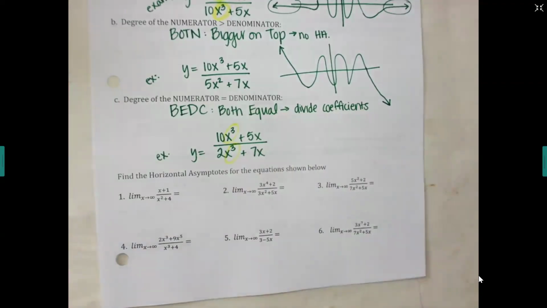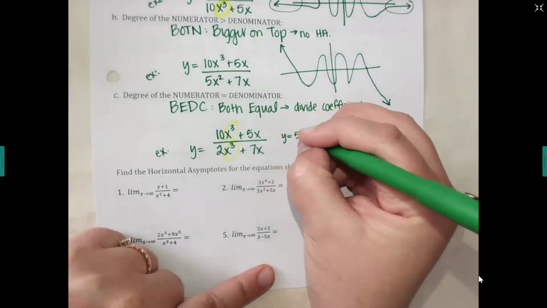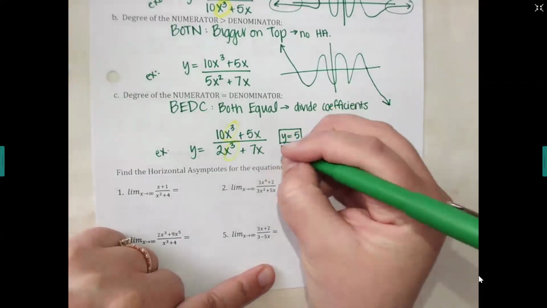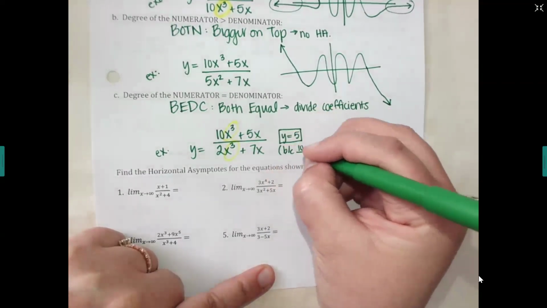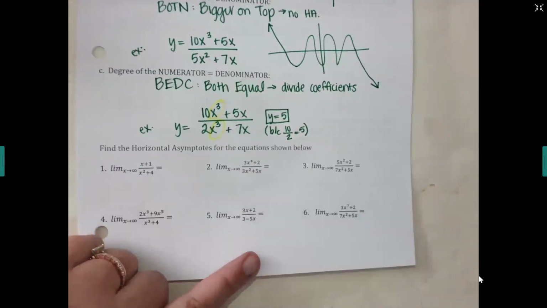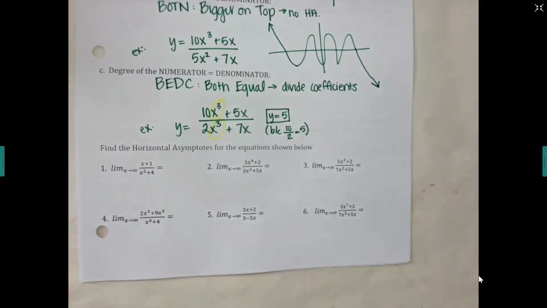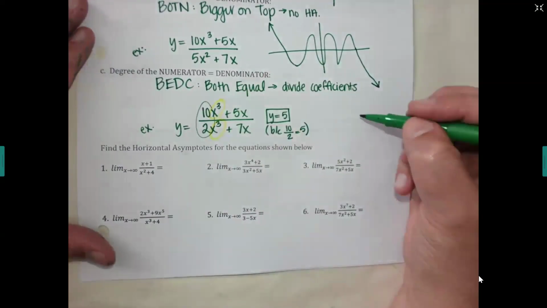So in this case, what coefficients would I be dividing? 10 and 2, divides to 5. So for this equation, my ends would go to y equals 5. Okay, and then I'll put because 10 divided by 2 equals 5, so that if you look back at your notes, you'll know where that came from. Okay? All right, give me a little sample graph.